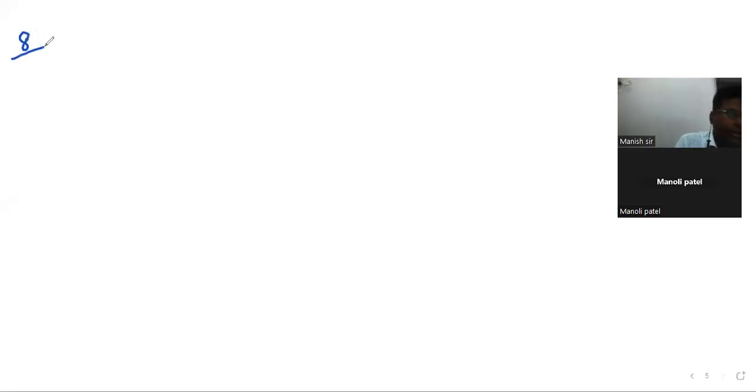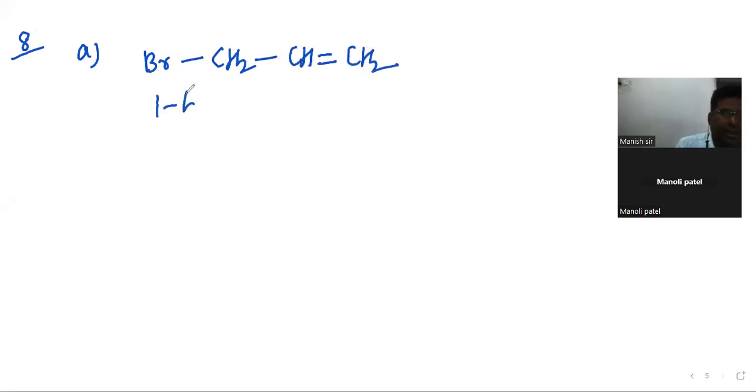Now see question number 8. Which nomenclature is not according to the IUPAC system? So compounds are given. First I will draw the structure, then I will write the name. Then you have to tell whether it is according to the IUPAC name or not. So BrCH2 CH double bond CH2. It is written 1-bromoprop-2-ene. So is it correct or wrong?